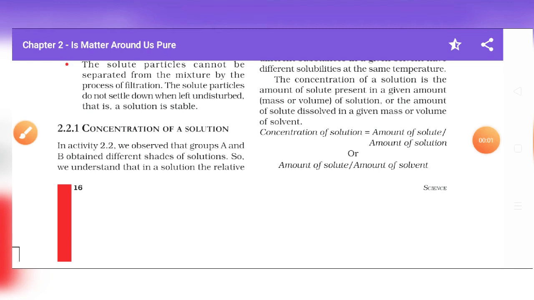We can now define the concentration of a solution as follows. The concentration of a solution is the amount of solute present in a given quantity of the solution, meaning how much amount of solute particles are dissolved or mixed in a solution. That is known as the concentration of the solution.